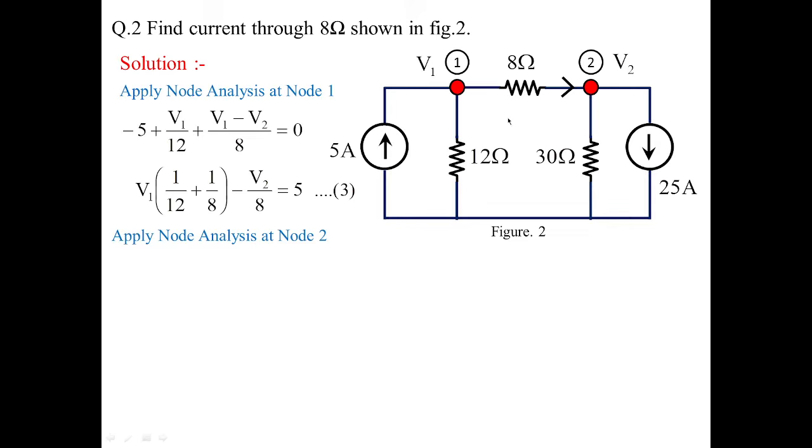Another node analysis I am going to apply at node 2. For this, V2 is the potential. So (V2 minus V1) by 8 is one branch current.